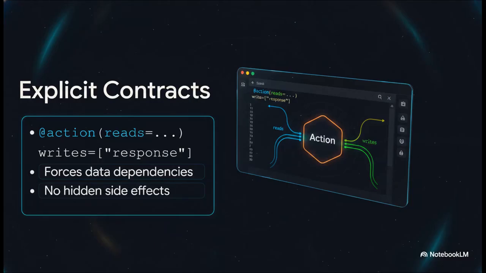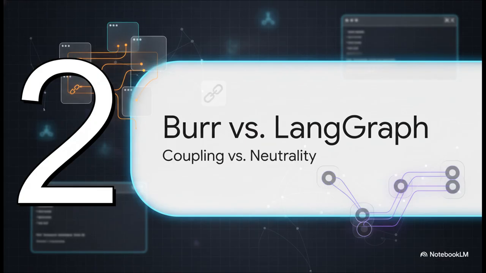To see what I mean by explicit, take the @action decorator in Burr, for example. The framework is essentially forcing you, the developer, to expose your data dependencies right up front. This isn't your typical implicit agent code where variables are just floating around in some shared context. If an action doesn't declare that it needs a specific piece of state, it cannot read it. If it doesn't declare it will write to it, it cannot modify it. This is a mathematically strict contract, and it absolutely kills those hidden side effects that always seem to plague complex LLM pipelines. Section 2. Burr versus LangGraph, Ecosystem Coupling versus Neutrality.